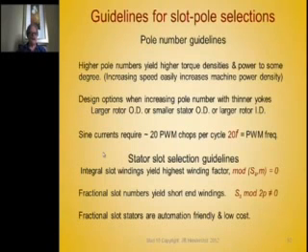As we said before, higher pole numbers yield higher torque densities and higher power densities to some degree, but the easiest way to increase the power density is to double the speed. If you double the speed of a motor, you've doubled the power density, because power is torque times speed. But some of the issues relate to what happens when you change the number of poles.